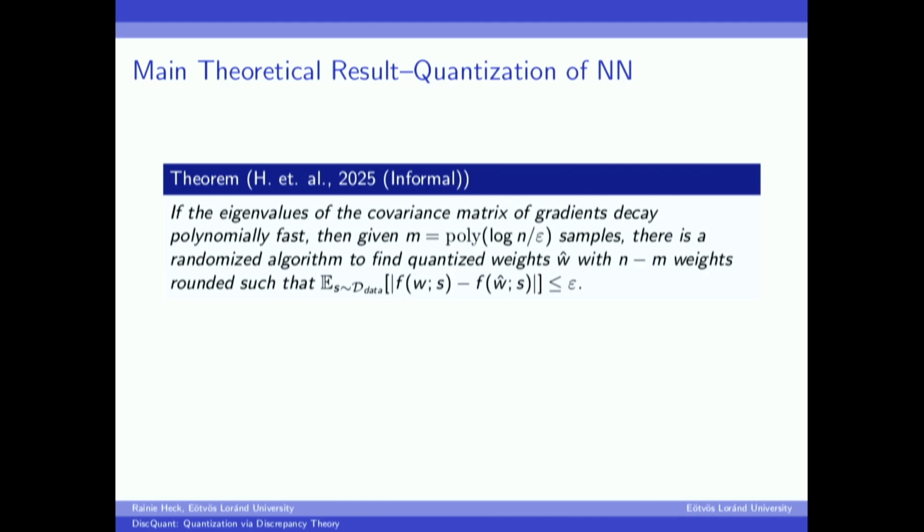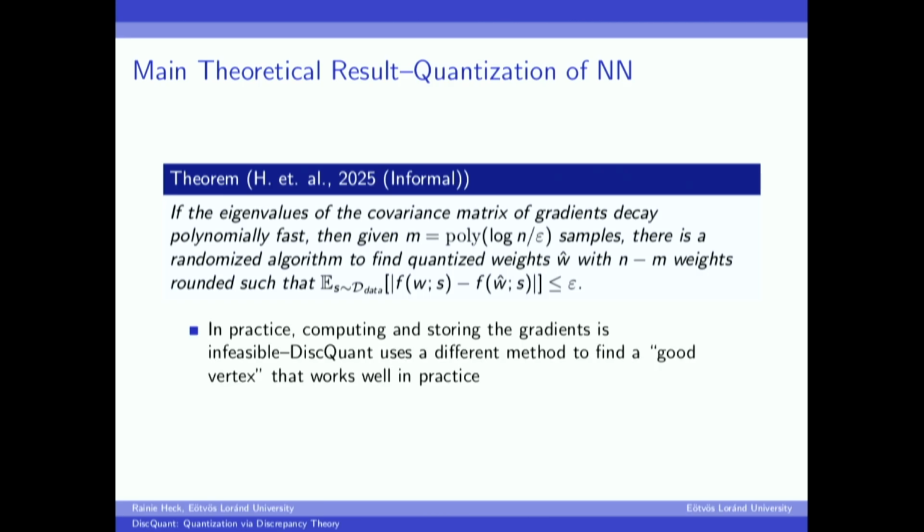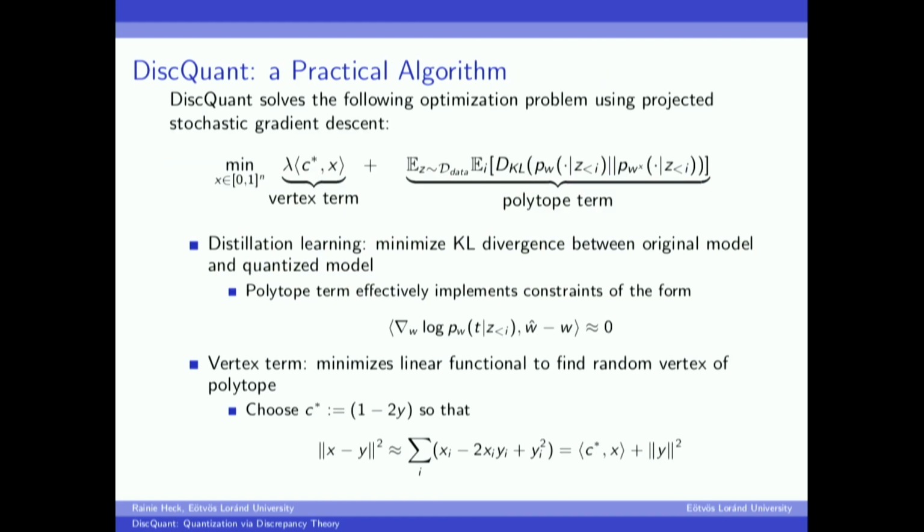So unfortunately, the algorithm that we base this on from discrepancy theory is infeasible in practice because we would need to compute and store the gradients, which would be very expensive. So our algorithm uses a more practical approach, which, to very quickly sketch the details, minimizes using projected stochastic gradient descent these two balanced terms, one of which keeps it close to a particular polytope that we're interested in, and the other minimizes a linear function to find a vertex that's close to the original set of quantized weights.